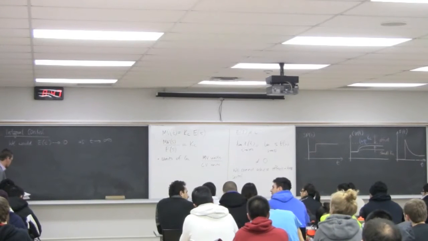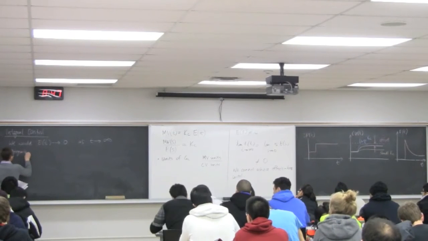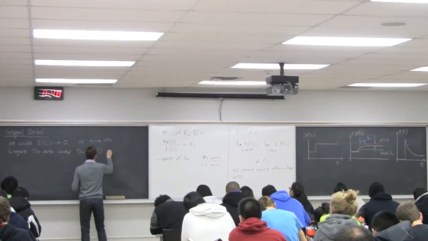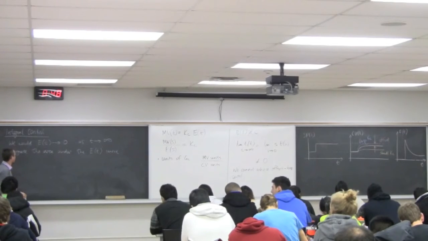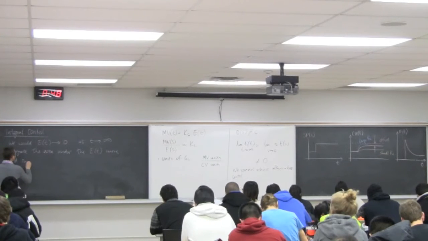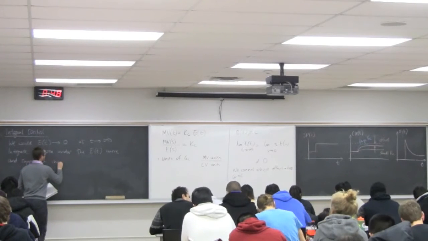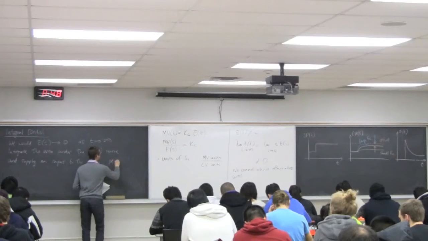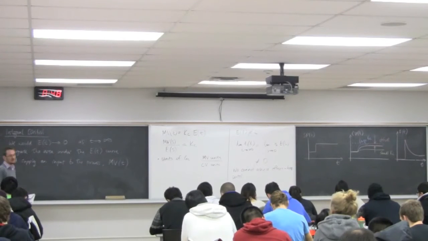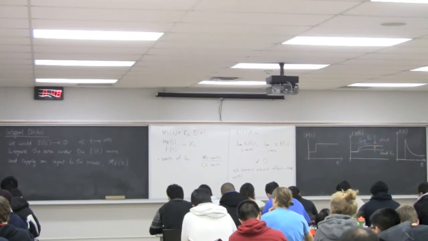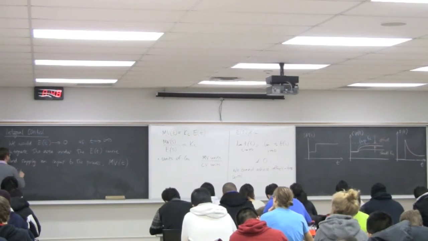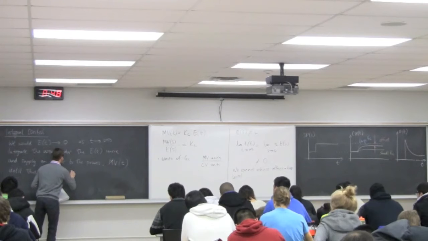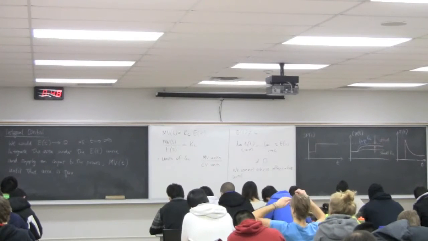So, integrate the area under the E of t curve. And supply an input to the process. So, in other words, what that means, we're going to keep adjusting the manipulated variable, adjust the input to the process, MV, until that area is zero. So that's the thinking behind the integral mode of the controller.